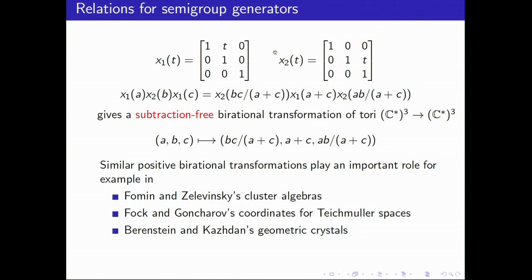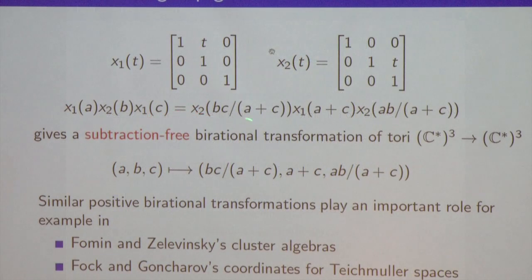The one thing that you notice about it is that the transformation is given by a rational function, so it's given by this rational transformation, A, B, C goes to these three rational functions. And these rational functions have no minus signs. And this is compatible with the theory of total positivity, because in total non-negativity, you're supposed to put a non-negative or a positive parameter A, positive parameter B. And this way, if you start with three positive parameters, on the right-hand side, you get three positive parameters.